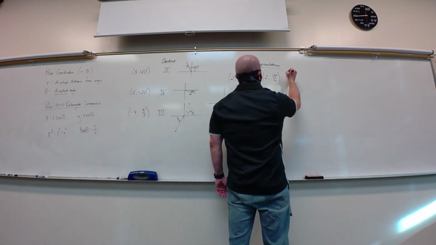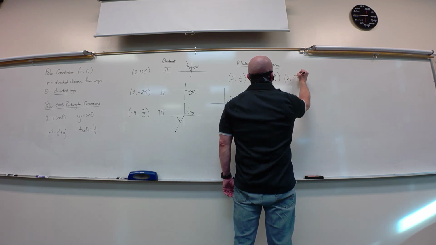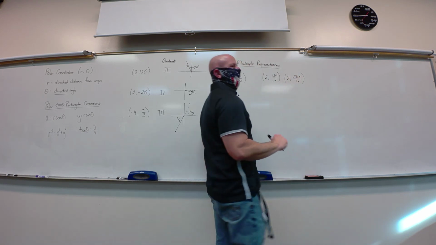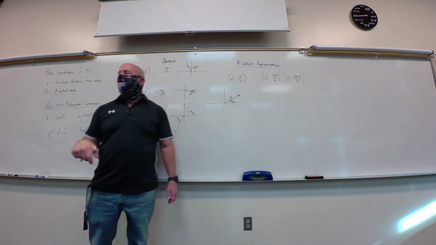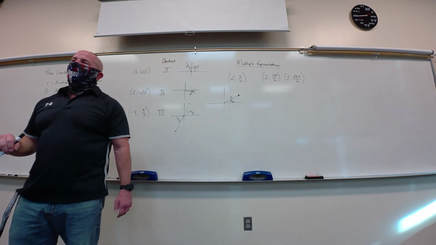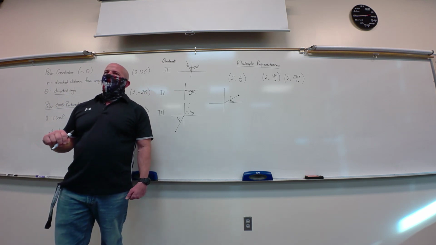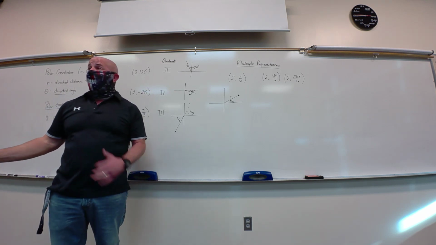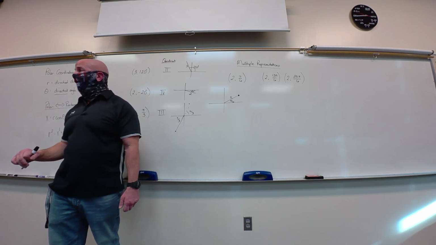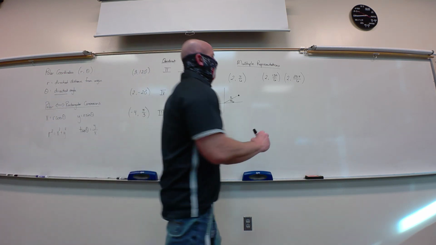I could do (2, 25 pi over 6). That just means I went around twice. How many times can you go around? As many as you want. So there's where you're getting those infinite amounts that way, right? This could keep going.